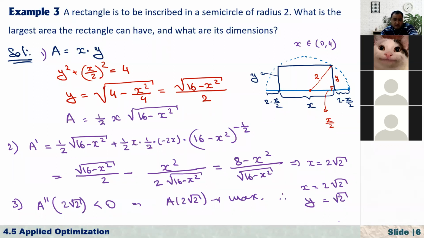So what are the dimensions and what is the largest area? The maximum area will be 2 times square root of 2 times square root of 2, which is equal to 4. The maximum possible area will be 4 when its length is 2 times square root of 2 and its width is square root of 2.